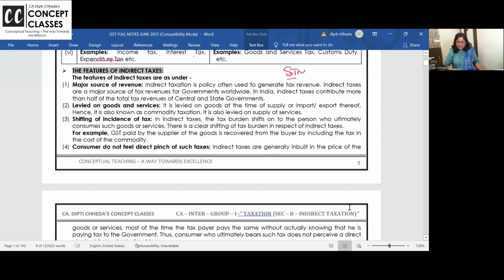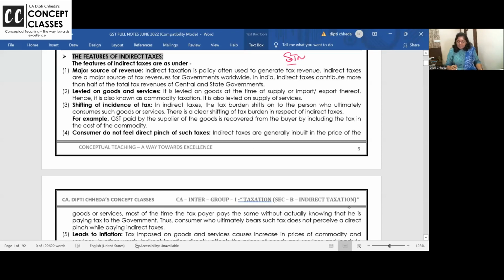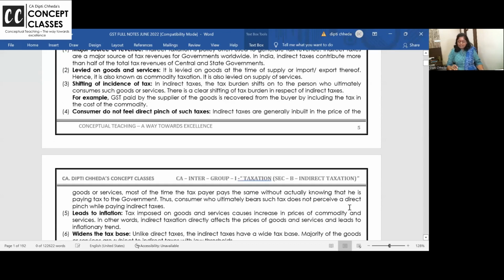Features of the GST. GST is one of the major sources of revenue. As I told you, the collection is more than the direct taxes. Like everyone is selling goods and services, and on that GST is charged. It's levied on goods and services. It is also levied at the time of import and export indirectly. Yeah, import of services also attracts GST. How, we will see.